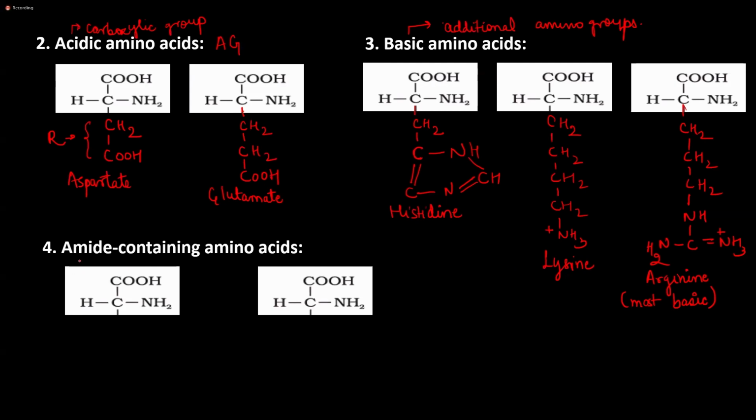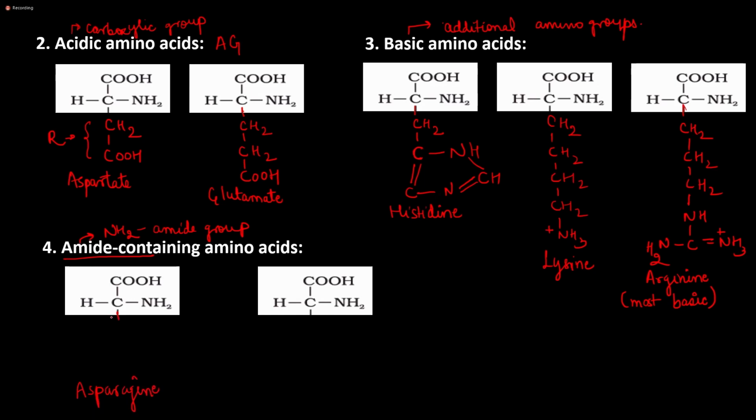Now the fourth type of amino acid based on the R group is amide containing amino acids. So what are amide containing amino acids? They have an amide group. Now how to draw the structure? These amino acids are actually derivatives of the acidic amino acids. If you remember the structure of acidic amino acids, you can easily remember the structure of these amide containing amino acids. The first is a derivative of aspartate, and because of this reason, it is known as asparagine.